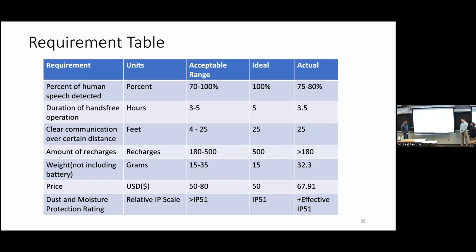And so here is the overall requirement table that we have, and it shows that we have met all the requirements within the acceptable range. However, we weren't able to meet the ideal range, but that's fine because we set up an acceptable range, so that regardless of what the actual outcome is, it's still acceptable.